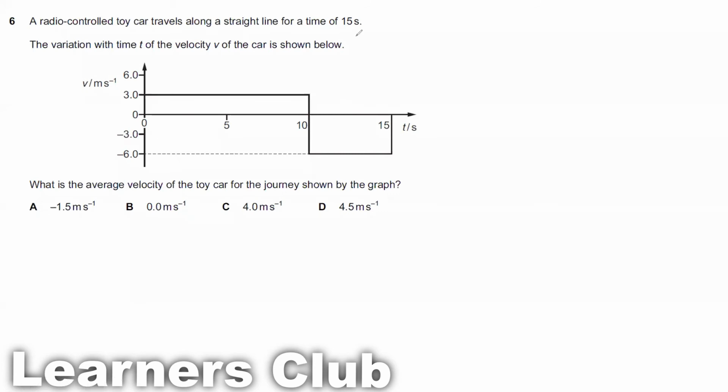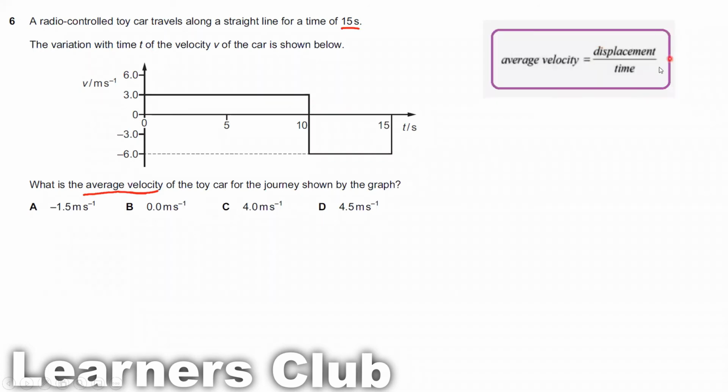The question says the time taken to travel a straight line is 15 seconds. This is a velocity-time graph. They're asking us to find the average velocity. Now, to find the average velocity, the formula is average velocity is equal to displacement over time. Velocity is a vector quantity. You need to consider the magnitude of your speed as well as the direction of travel. So both should be considered here.